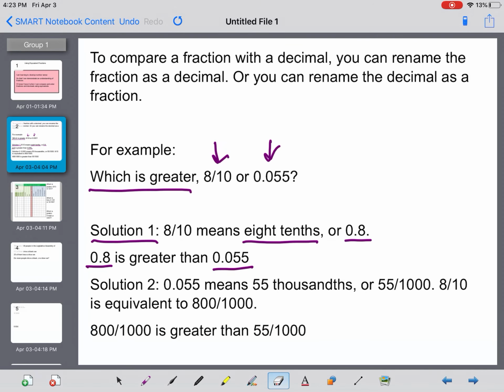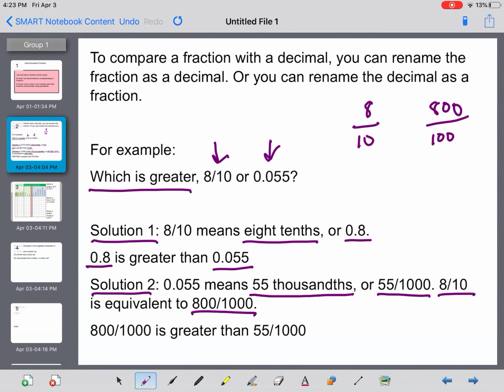Okay, back up here. Our second solution would be that 55 thousandths means 55 over 1,000. So 8 over 10 can also be written as 800 over 1,000 because those numbers are equivalent. And we know that because if we do 8 over 10 and 800 over 1,000, to make them equal, all we have to do is add two zeros to the top and bottom. Okay, and we know that 800 over 1,000 is greater than 55 over 1,000. All right, therefore, this number is greater.